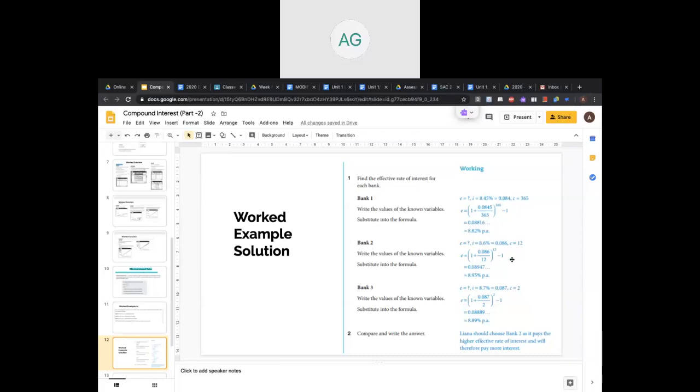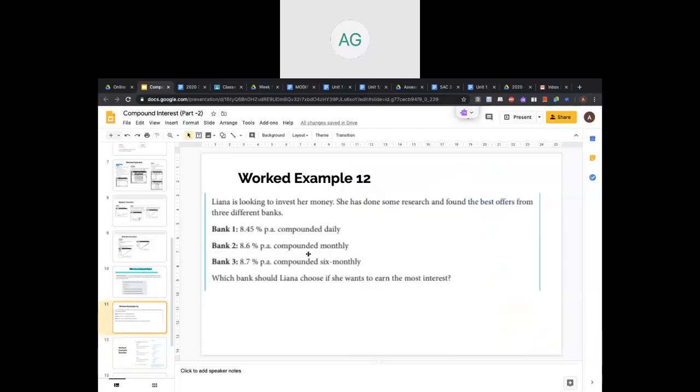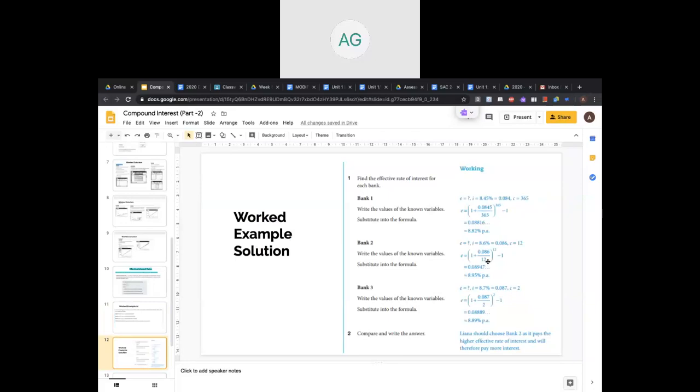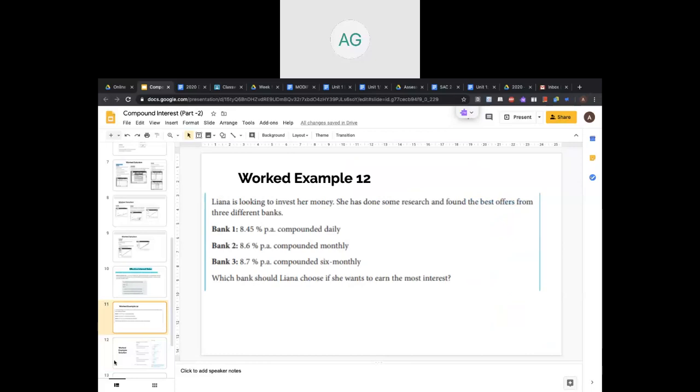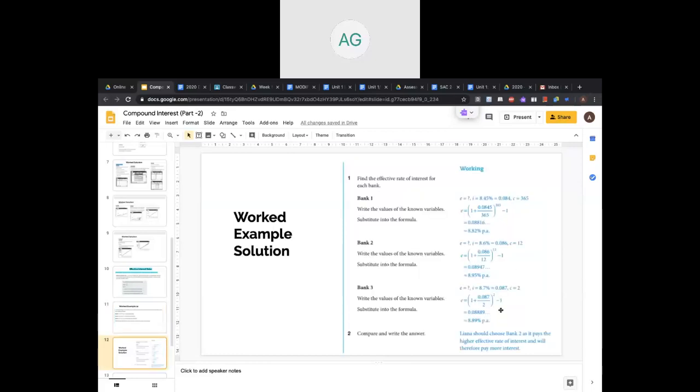Then bank 2, that one was giving us monthly. There are 12 months in a year, so this becomes 12 and that 12 as well. And then you get your 8.95%. Then bank 3 was giving you 6 monthly, so it means 2 times in a year. You have your 2 here and 2 here at the top. And then you find out which one is the highest one. It's 8.95% per annum. So bank 2 is the best option for Liana. That's how you choose your answers.